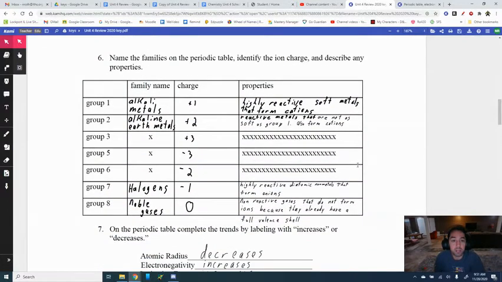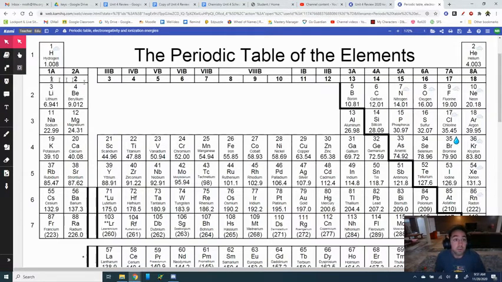All right, so next we're going to talk about all the different families and what their properties are. So group 1, that's group 1 right here. This is the alkali metals. Okay, so the alkali metals are highly reactive soft metals that form a +1 cation when they form ions.